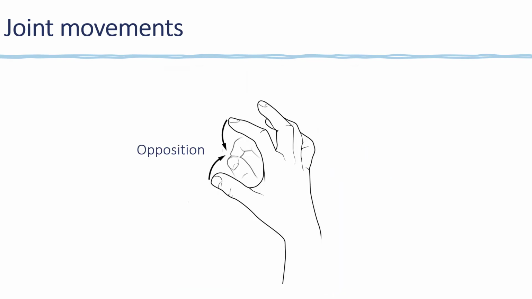And I think this is the last joint movement that we need to cover. It is called opposition. So it's the thumb movement, again, very specific. It brings the tip of the thumb in contact with the tip of a finger. So this movement is produced by a combination of flexion and abduction of the thumb.